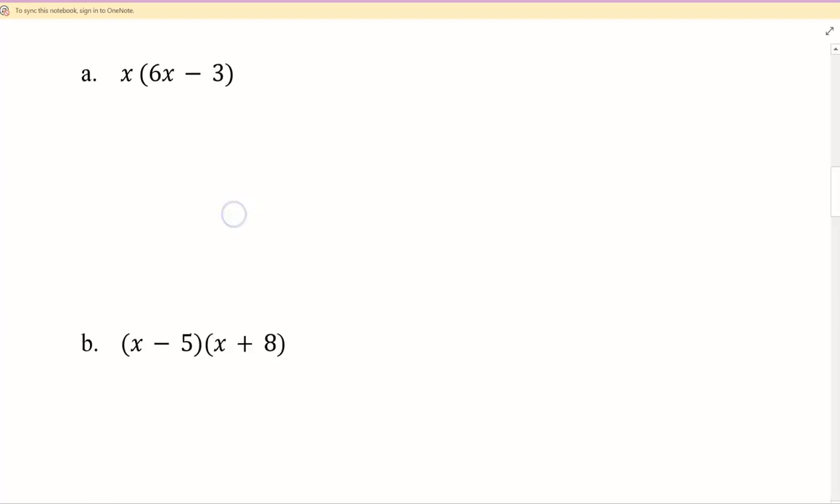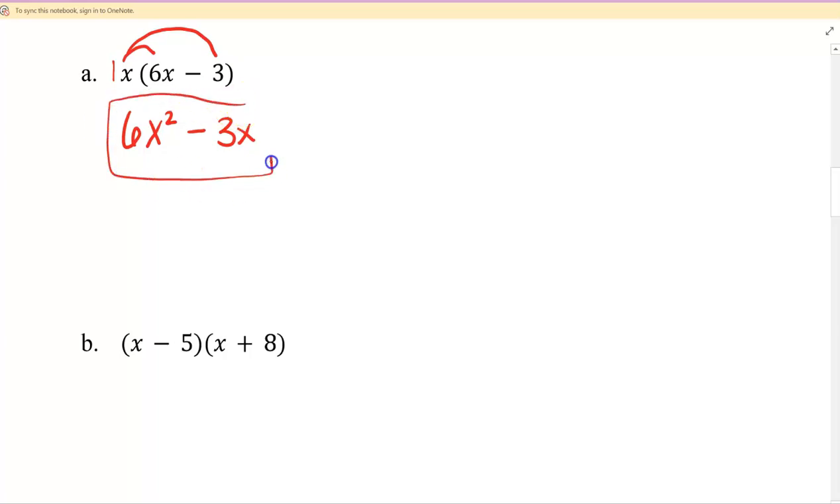So what I'm going to do is whenever I have something on the outside of the parentheses, I'm going to distribute it in. So x times 6x is 6x squared. Okay, in front of the x, there's kind of a 1, right? 1 times 6 is 6. X times x is x squared. X times negative 3 would be negative 3x. We need to check if we can combine anything. We can't, so we are done. And that's it.